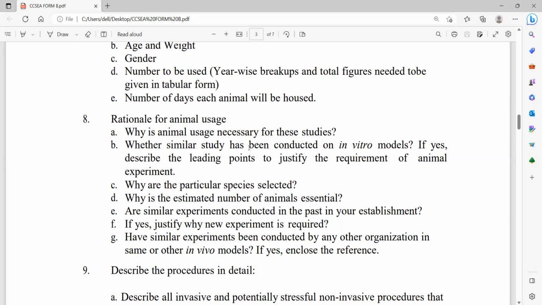Second is whether a similar study has been conducted on in vitro models. If yes, describe the leading points to justify the requirement of animal experiments.